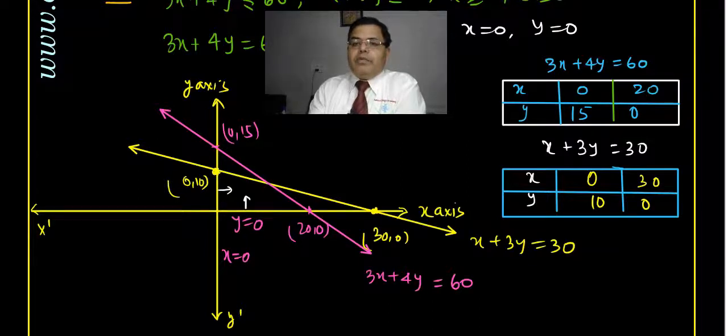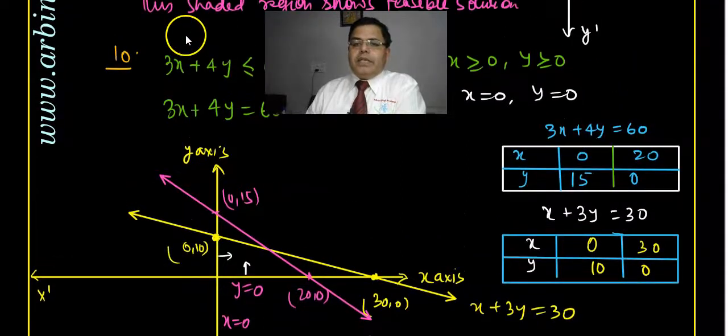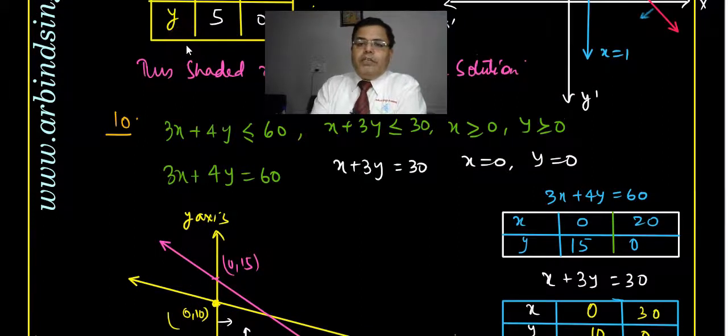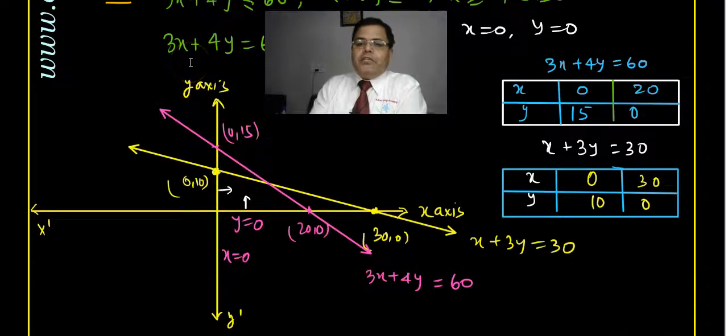So here 0 plus 0 is 0 less than 60, that is satisfying, and 0 plus 0 is less than 30, both are satisfying. So both are towards the origin. This line is towards the origin, this line towards the origin. So lesser than this and greater than this. So this is the feasible solution which satisfies all the conditions.